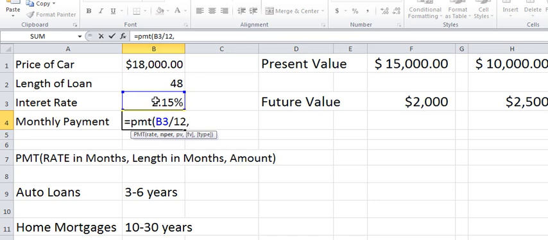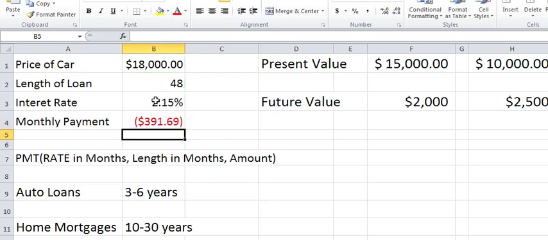The length of the loan is right here in B2. It highlights that to remind you that's the active cell. And then finally, my B1 is the price of my car. So $391.69. Remember, that is negative. That's indicated because it's red, and that is because we're having to spend that money each month.